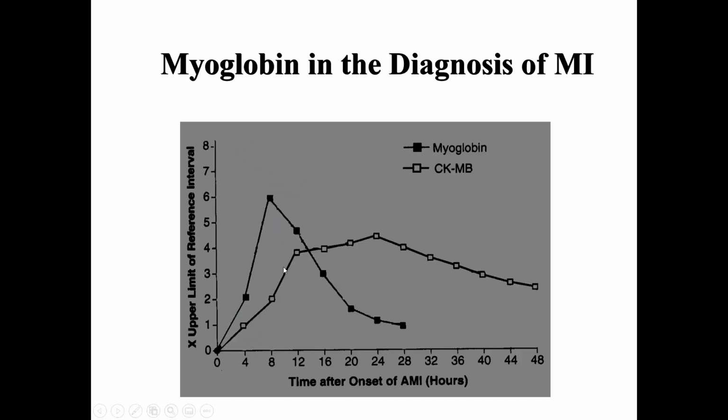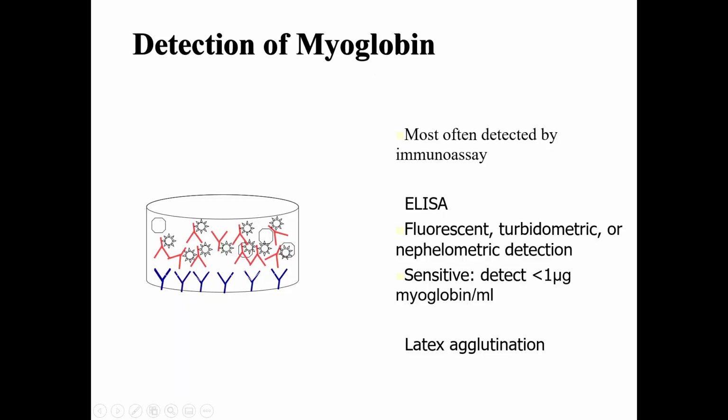So here you can see when myoglobin would increase. Myoglobin can be measured early, and then levels start to decline later on. CKMB can be measured a little bit later, and levels are going to remain elevated for a period of time. Myoglobin is most often detected by immunoassay: ELISA, fluorescent, turbidimetric or nephelometric detection, or latex agglutination.